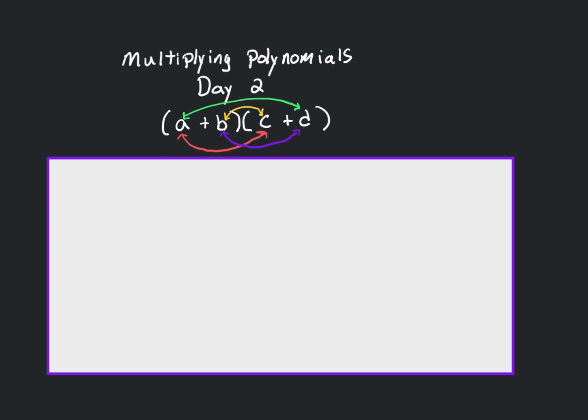You are really just using the distributive property when you're doing these. I've got a bunch of arrows facing different directions here. But my first binomial is a plus b. My second binomial is c plus d. And it follows a pattern when we do this.